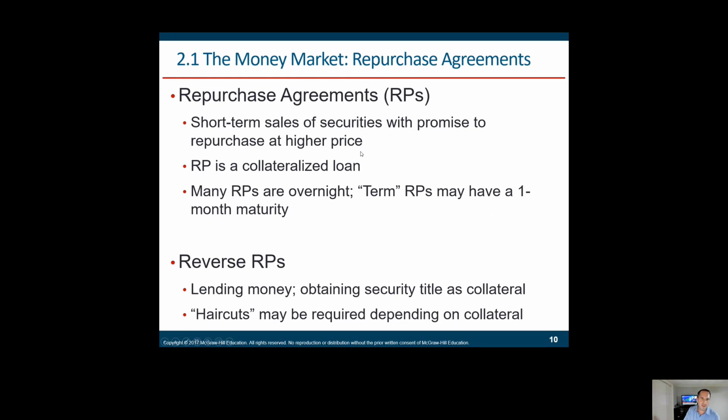Repurchase agreements or repos, that's a short-term sale of securities with a promise to repurchase at a higher price. It's effectively a collateralized loan. And these are definitely just really overnight loans. They're not long-term loans. Reverse repos, lending money, obtaining some security title as collateral. If something goes haywire with the underlying security, you could be forced to take a haircut, meaning not get the price you desired.